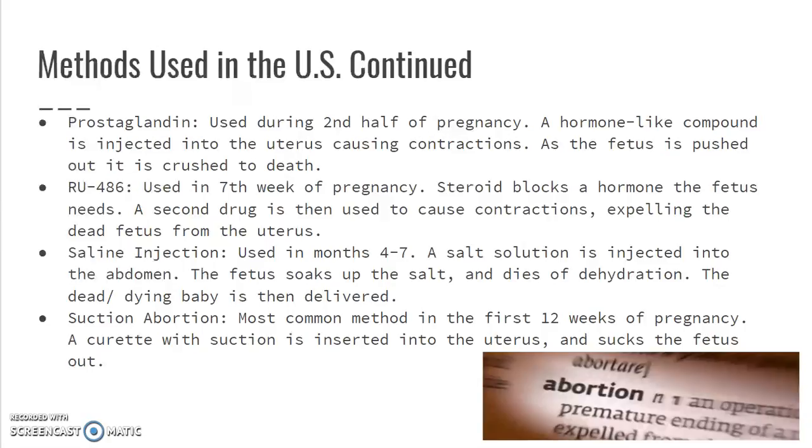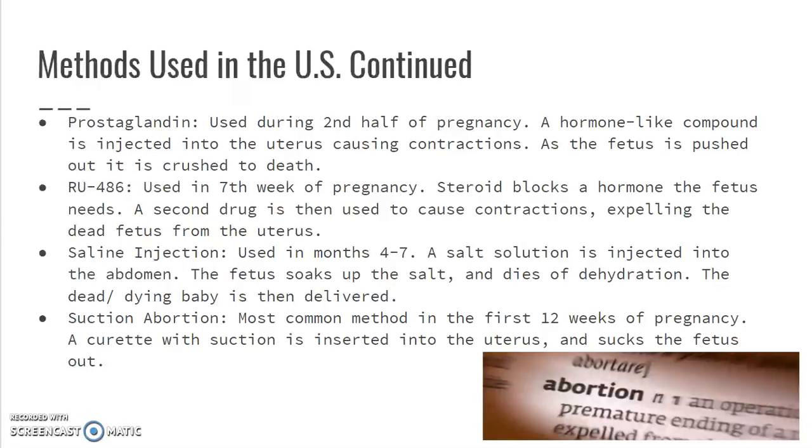There's the RU486, and this is used during the 7th week of pregnancy. A steroid blocks a hormone that the fetus needs, and then the second drug is used to cause the contractions, which gets the fetus out of the body after it has been killed by the steroid blocking the hormone.